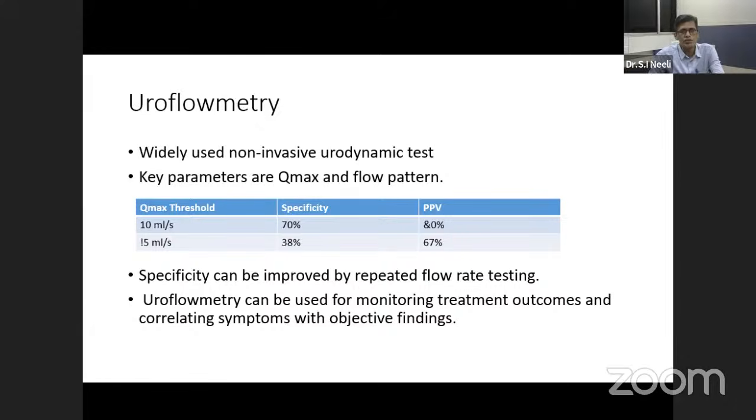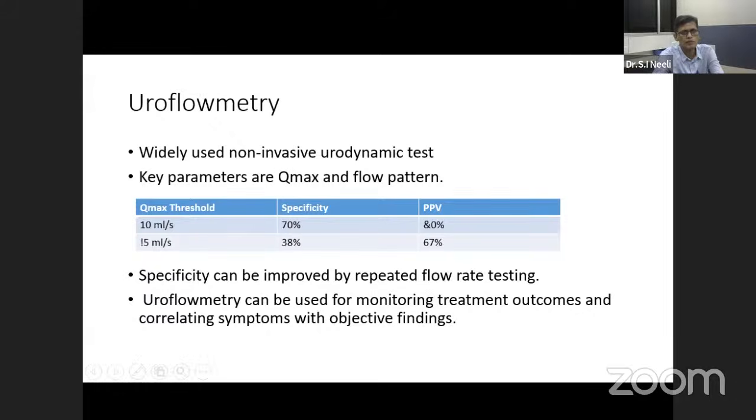It's a widely used non-invasive urodynamic test. The key parameters which are assessed are the maximum flow rate as well as the flow pattern. When the threshold of maximum flow rate is 10 ml per second, then we can identify bladder outlet obstruction with a specificity of 70% and positive predictive value of 80%. When the threshold is increased to 15 ml, the specificity as well as positive predictive value drops to 38% and 67% respectively.